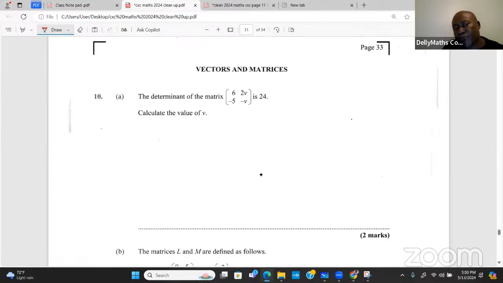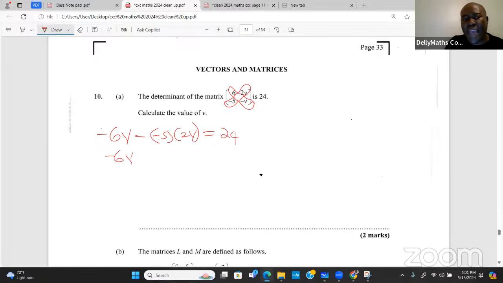It says determine the determinant of the matrix 6, 2v, negative 5, negative v is 24. What is the determinant? Determinant is always the product of the main diagonal, subtract the product of the other diagonal. So what we're going to do is have 6 times negative v. So this is negative 6v, because we have a negative v, which is going to minus negative 5 times 2v, and this should give us 24. So let's simplify. Negative 6v plus 10v equal 24.